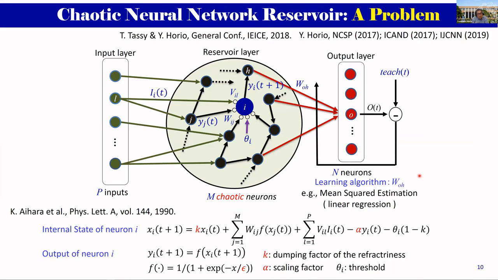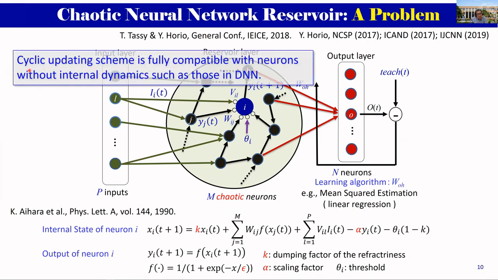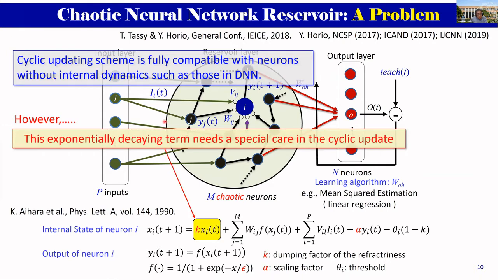Okay, however, we have a problem, because the original cyclic updating scheme is designed for DNN. In the DNN, usually neurons have no internal dynamics. However, our chaotic neural model has internal dynamics. For example, this is the K I explained before, the exponentially decaying internal state factor. Output is here, internal dynamics. So to handle this, we need special care in the cyclic updating scheme.